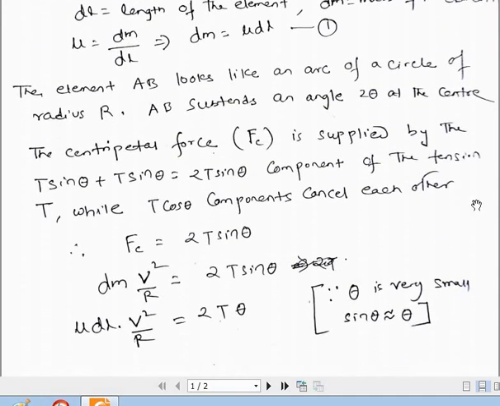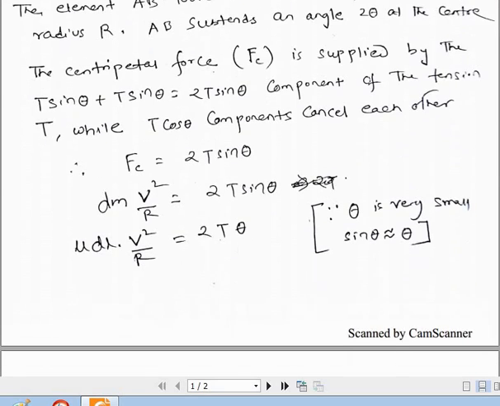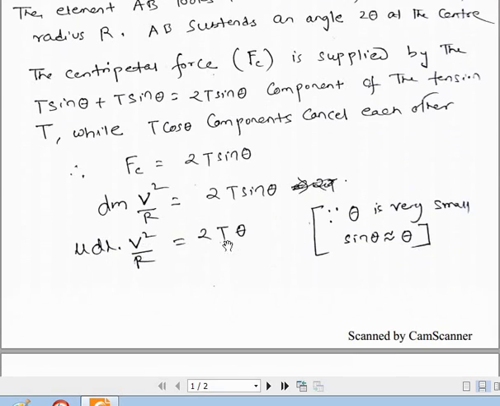Now from equation 1, you can see that dm is equal to mu into dl. So putting dm equal to mu into dl here, what I am getting is mu into dl into v square by r is equal to 2T into theta. Why theta? Because theta is very small, so sin theta is nearly equal to theta. This sin theta can be written as theta only.